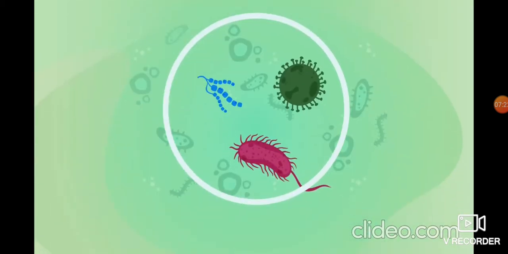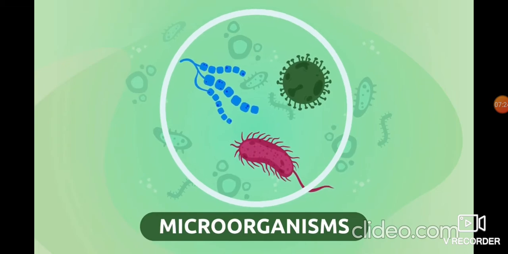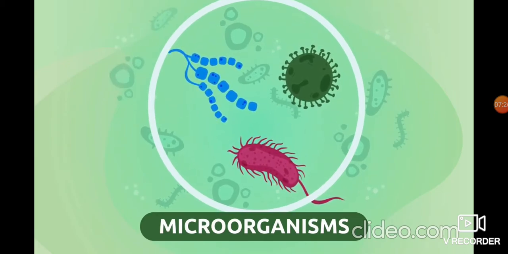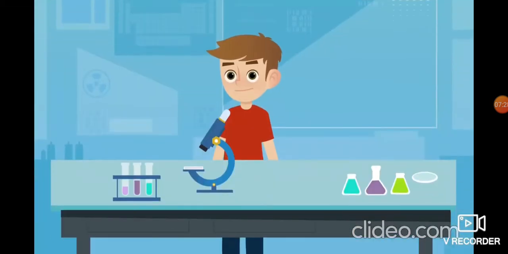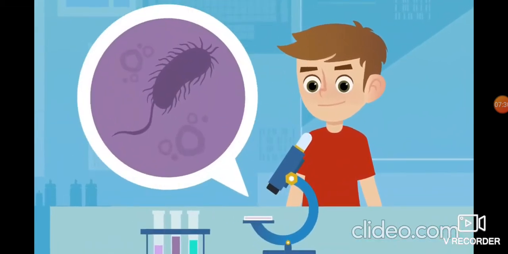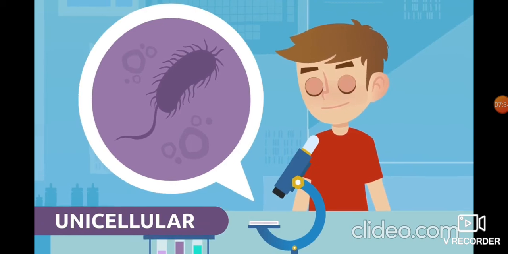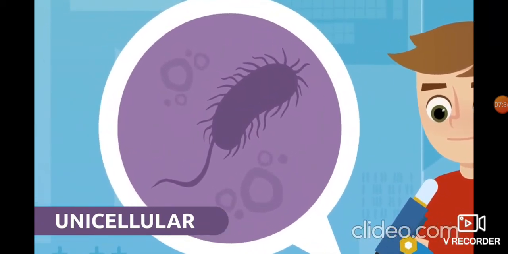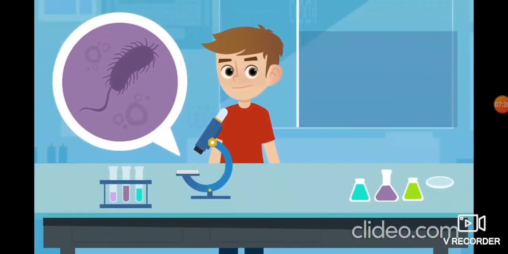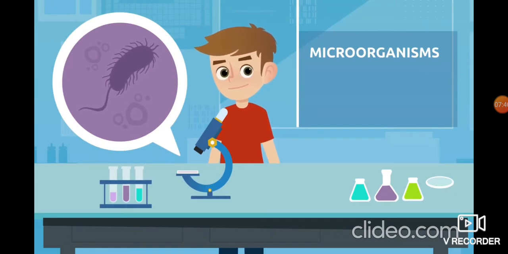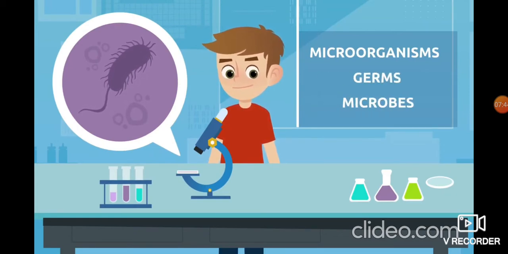Now let's study about different microbes or microorganisms. Microbes are tiny, very tiny organisms. Even a few are made up of just one cell. We call them unicellular organisms. We cannot see them with our naked eyes. To see them, we need a microscope. We call them germs, microbes or microorganisms.